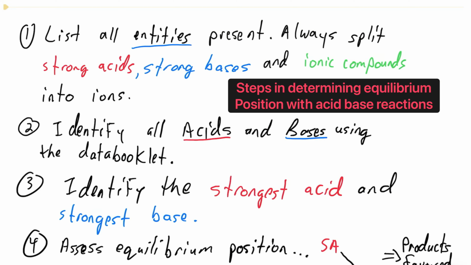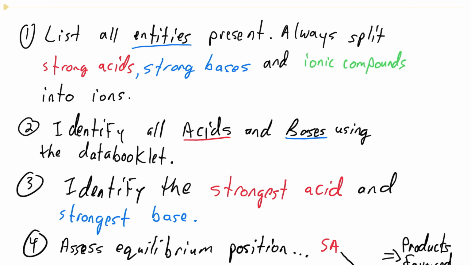So what we have here are the 5 steps that you could use to help you determine whether your reactants or products will be favored once an acid is introduced with a base and vice versa. The first thing that we're going to do is list all entities present. That means that we're always going to split strong acids, strong bases, and ionic compounds into ions. And remember, ions have a positive and negative charge.